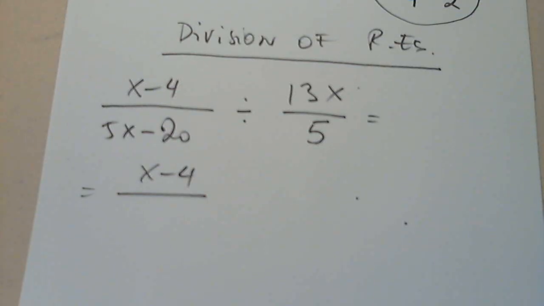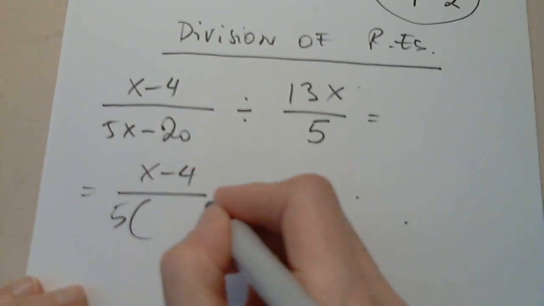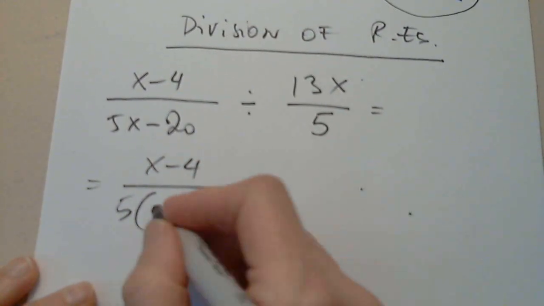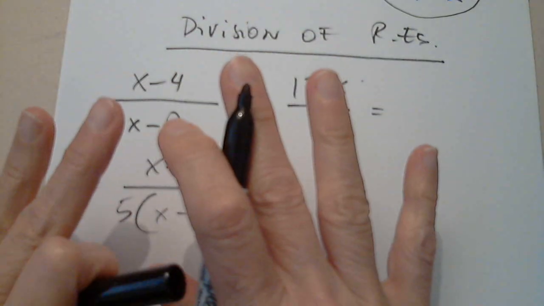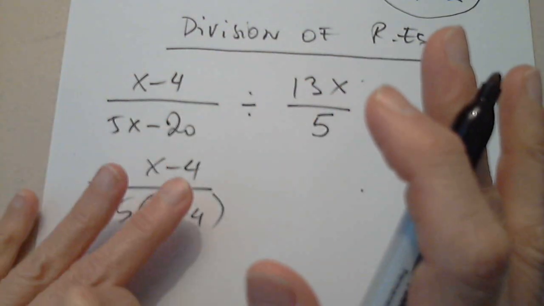Can anyone factor the denominator, please? Did you pull out the 5? Indeed. What is left in print? X minus 4. X minus 4. Don't simplify anything. We have to state restrictions first.